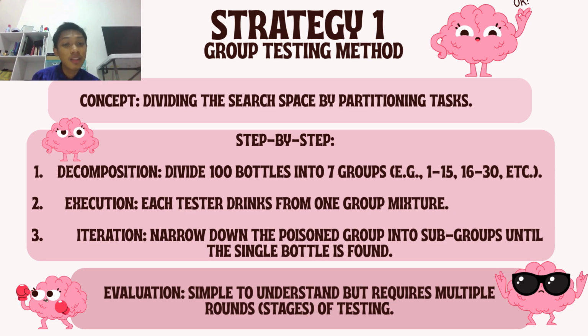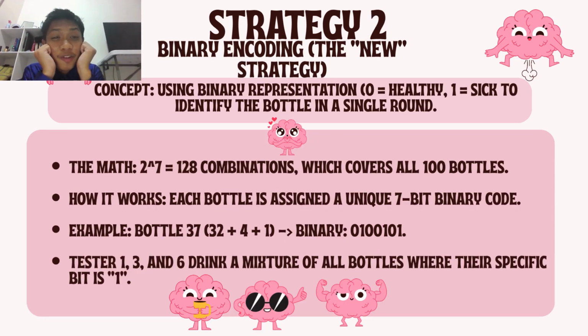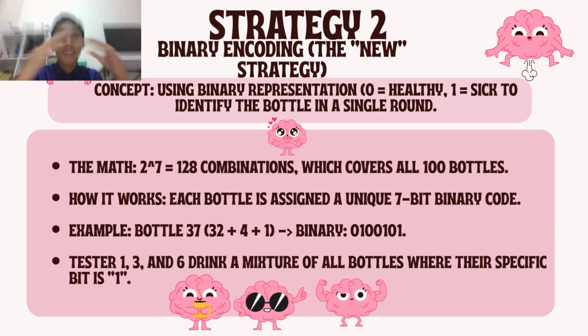Let's go for strategy two. I'm very happy because, to help me, we have the second strategy. Yay! Do you see the name? If you don't see, I will tell you the name. The name for the second strategy is binary encoding. Now let's look at the more advanced strategy, the binary encoding method.